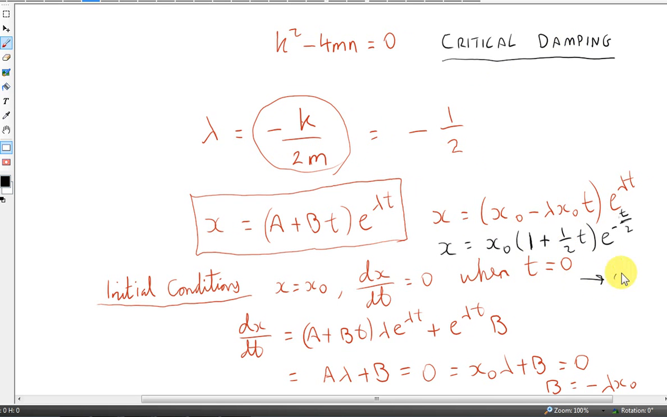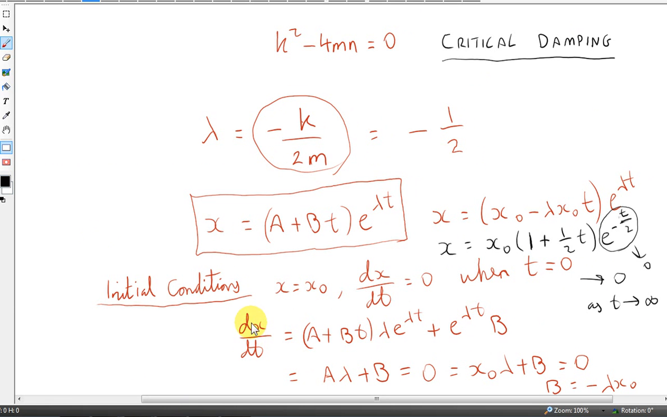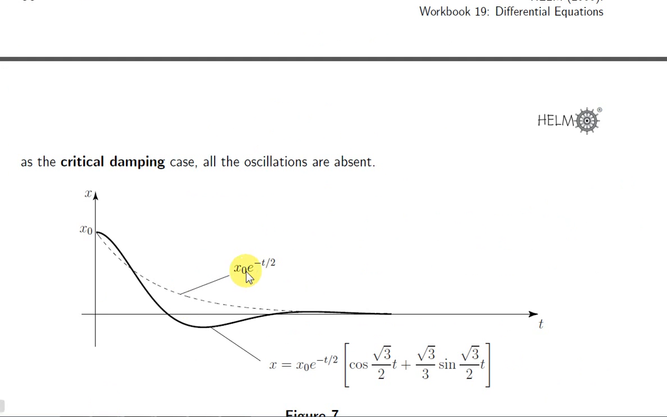Now x will go to 0 as t goes to infinity, because this term dominates. This will go to 0 faster than 1 plus a half t goes to infinity. Now the dotted graph here shows the critical damping solution for different initial conditions. I calculated it for the initial condition that the mass is at rest, dx/dt is 0. If we don't have that condition, we get a slightly different form here. But you can see that we do have x0 multiplied by e to the minus t over 2 appearing in the graph. It's just, in this situation, the derivative at x0 is not 0, as you can see.